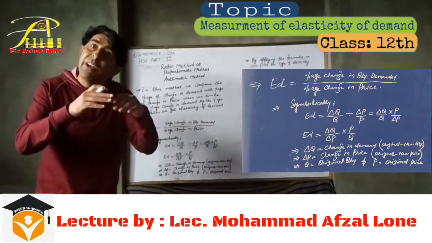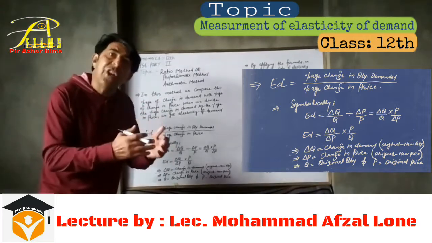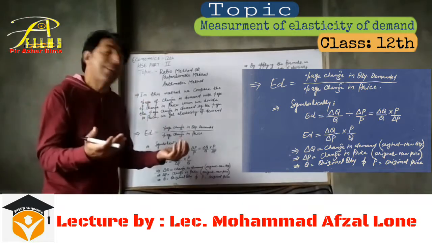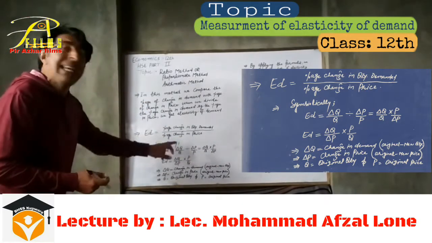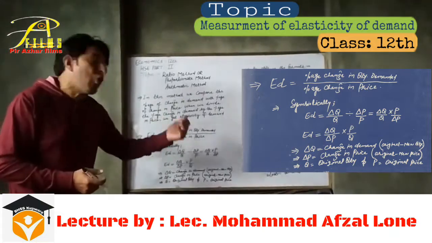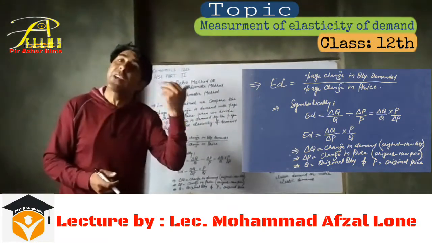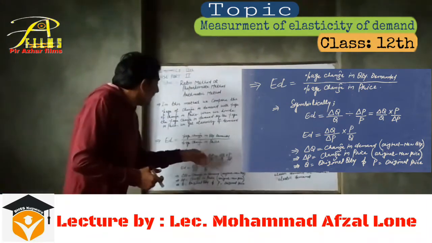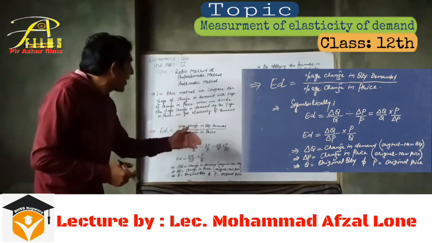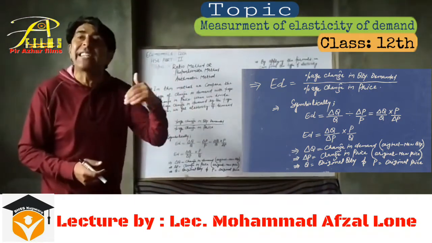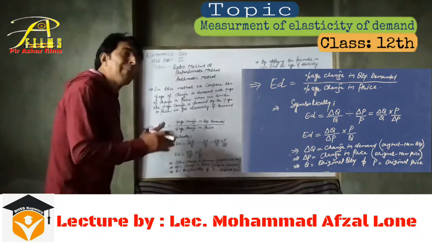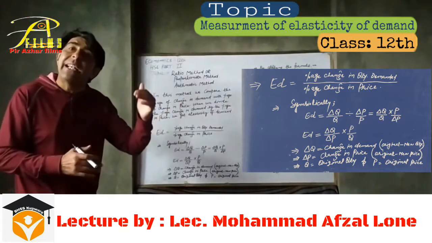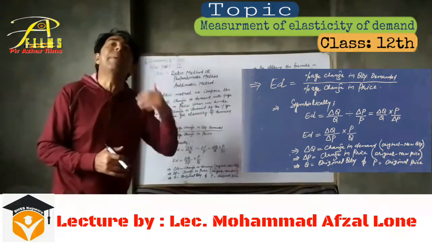Symbolically, we can write the formula for calculation of the elasticity of demand by this ratio method or arithmetic method. Symbolically, ED is equal to delta Q by Q divided by delta P by P. That is equal to, its reciprocal, delta Q by Q into P by delta P. The formula of the elasticity of demand here is ED is equal to delta Q by delta P into P by Q.